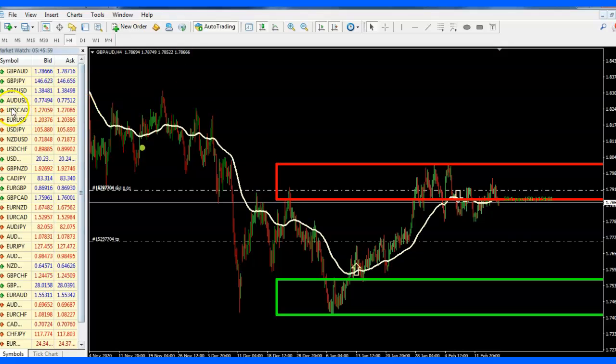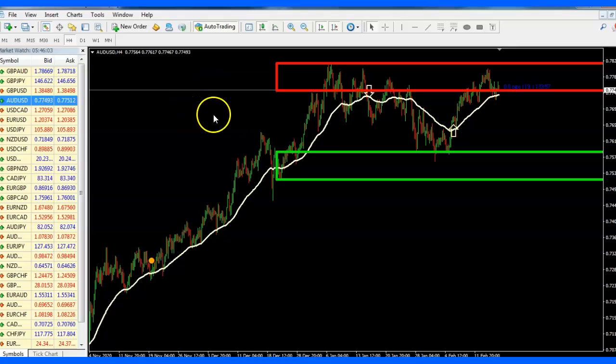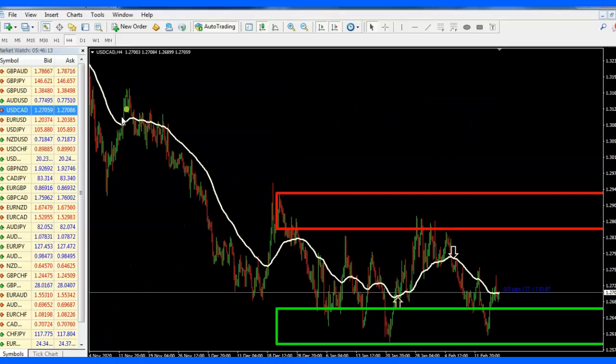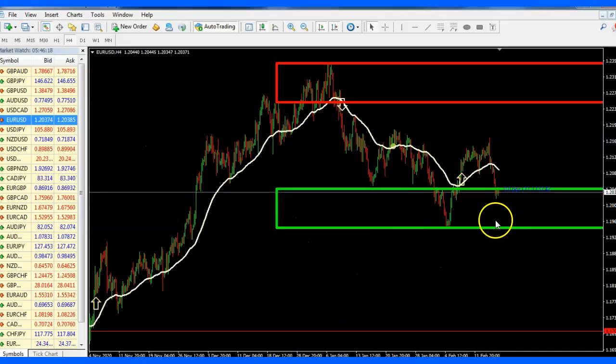I was looking for step number one. What I like to do is look for a fresh 4-hour arrow. Let me see if we can find a fresh one. And when I say fresh, it's a recent one. For example, we have EUR/USD right here. That was the 4-hour arrow.